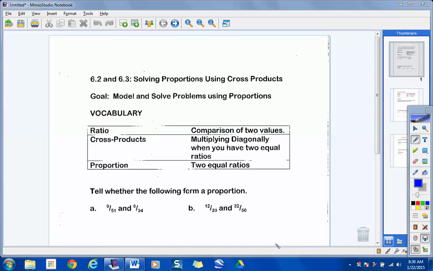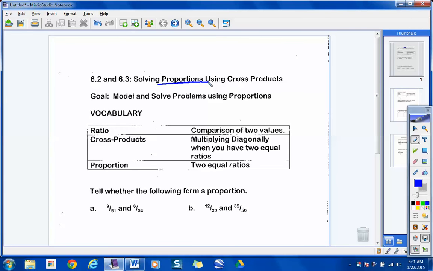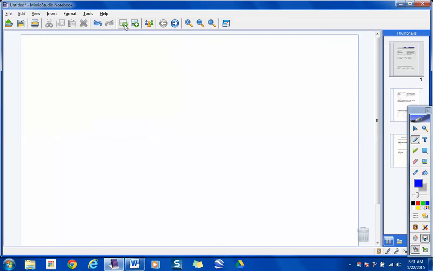And what I want to get at today is this, guys. Solving proportions right here. How many of you have heard this word before? Anybody recall what a proportion is? Okay, well, we'll look at that here in a little bit. But it says solving proportions using what here, kiddos? Cross products, all right?